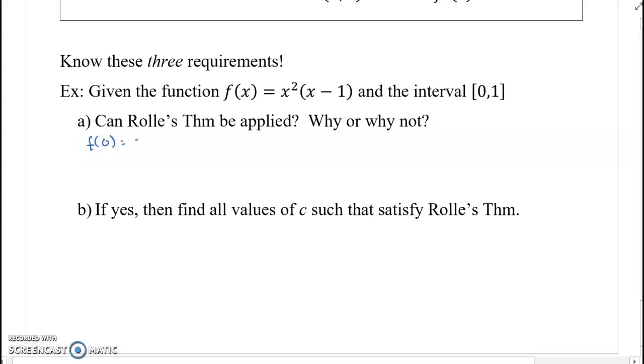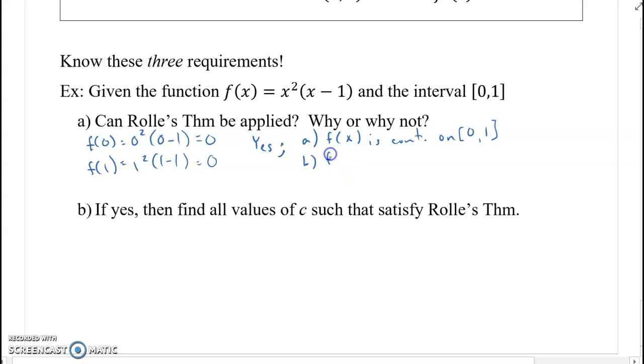f of 0 equals 0 squared times 0 minus 1, which equals 0. And f of 1 equals 1 squared times 1 minus 1, which is also 0. So yes, because: A, f of x is continuous on the closed interval 0 to 1. B, f of x is differentiable on the open interval 0 to 1. And finally, C, f of 0 equals f of 1. We do have to show this step right here. We do have to show that they're equal.